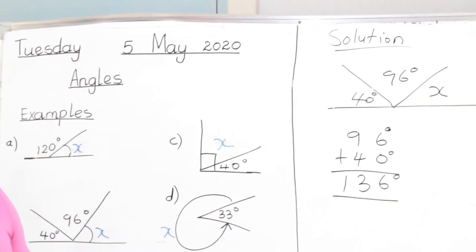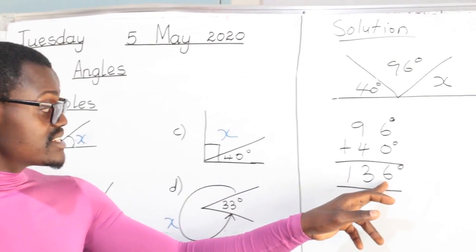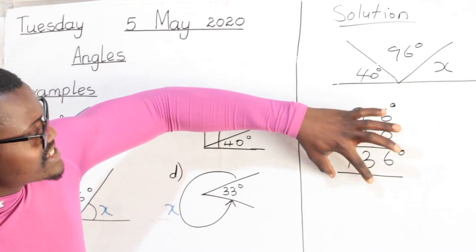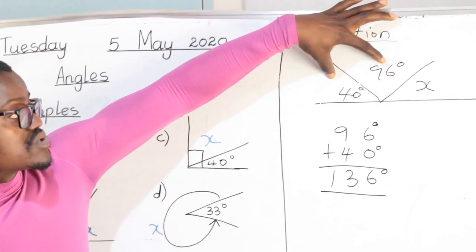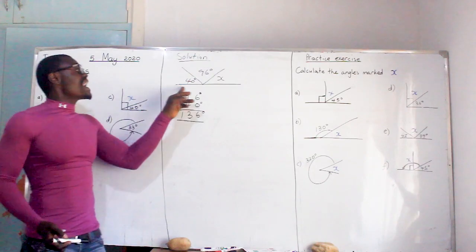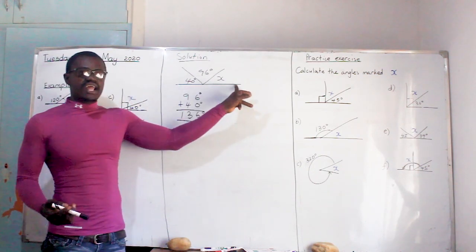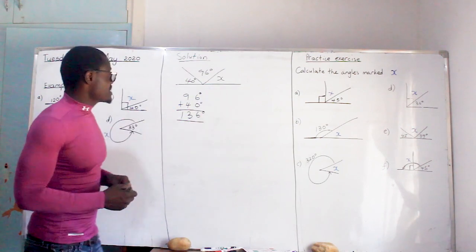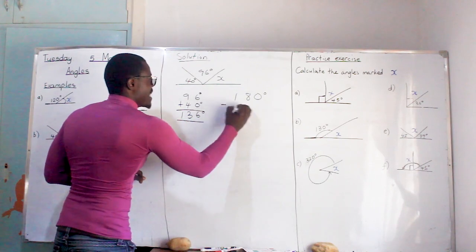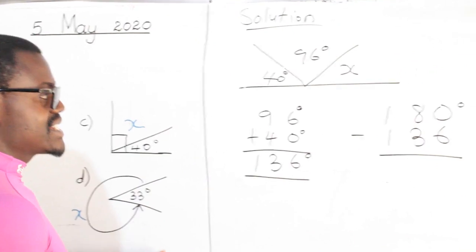Some of you can leave out the answer as 136. 136 is not the answer. Why? Because 136 is the total of the given angles. So we are supposed to subtract the total from 180 degrees. Why? Because a straight line makes up 180 degrees. So we say 180 degrees minus 136 degrees. Let us subtract.